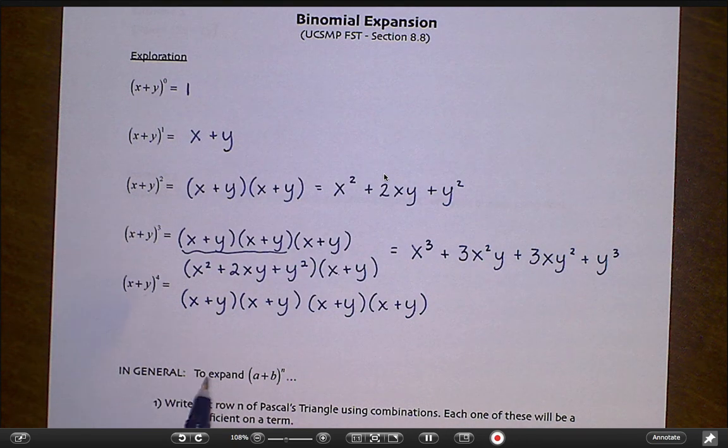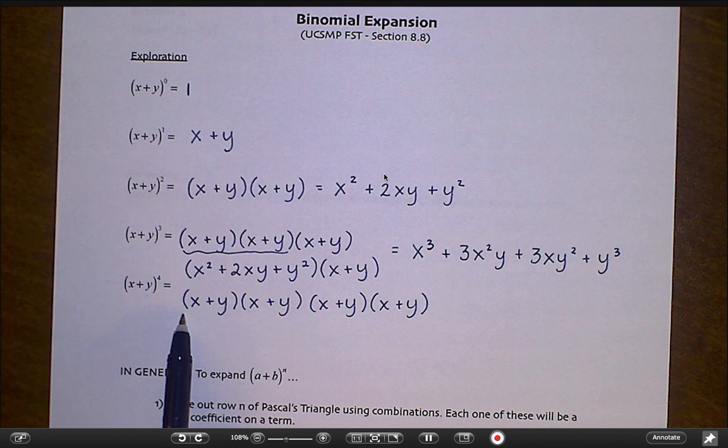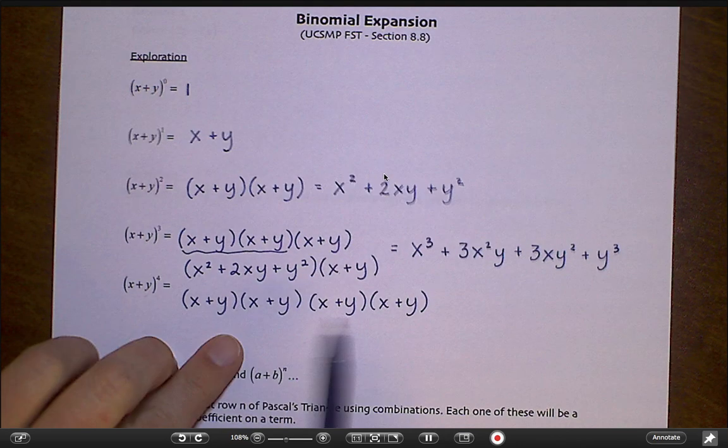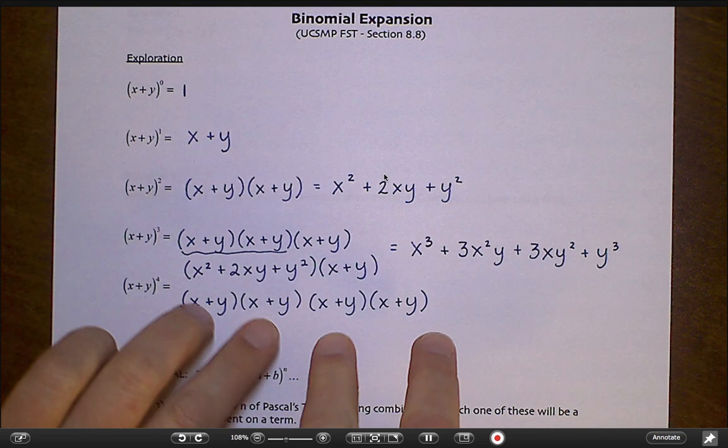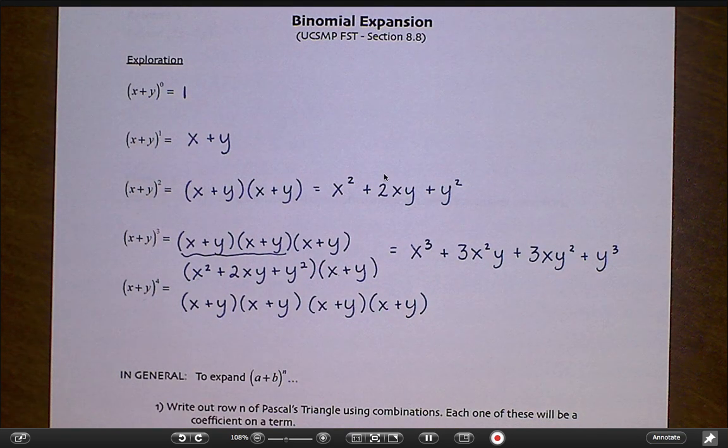Think about what you would have to do here. You would have to FOIL these two together, FOIL these two together, and then take the results of both of those and multiply all of those together. You're going to end up here with, let's see, at least 9 terms, I think. And then those 9 terms, you'll combine all your like terms.